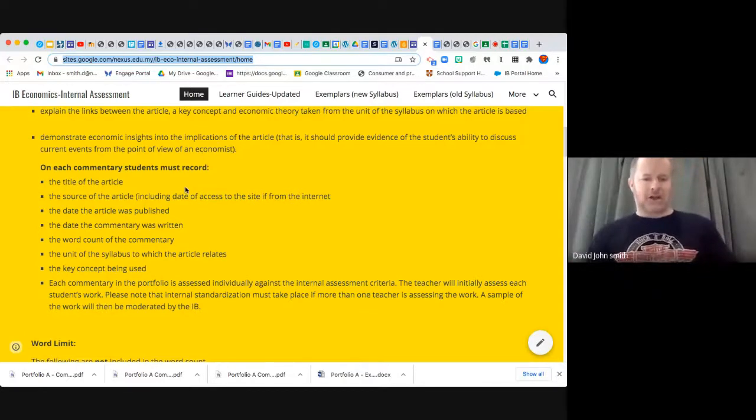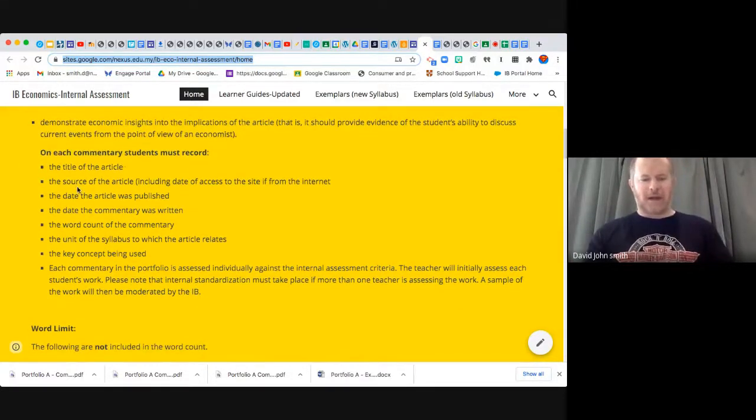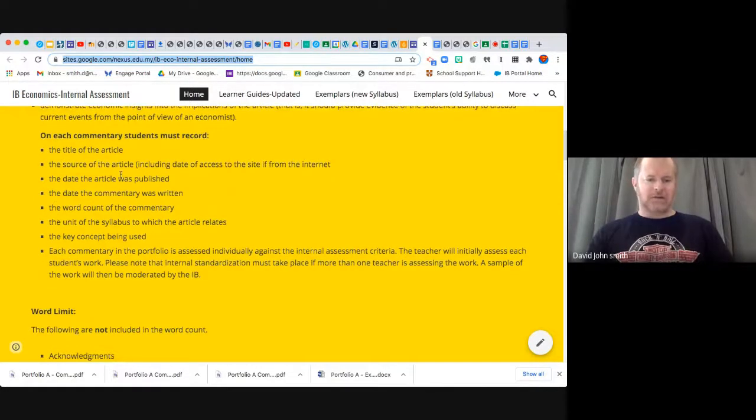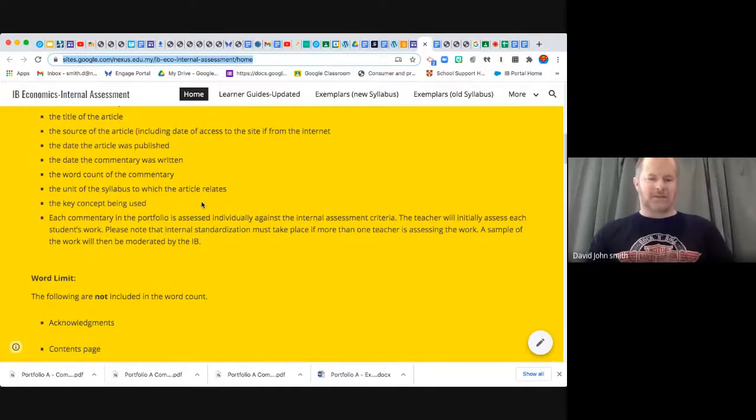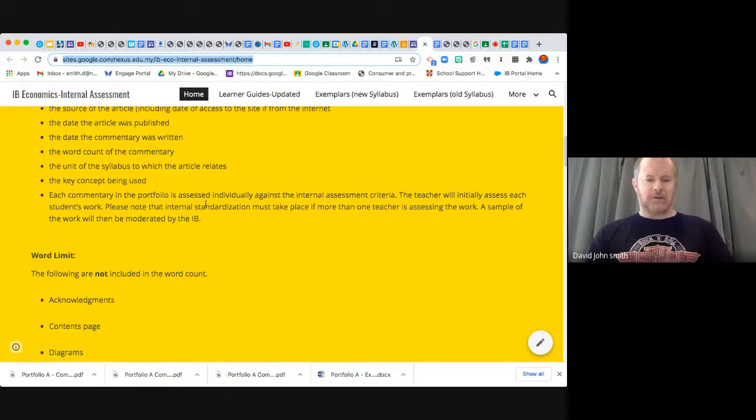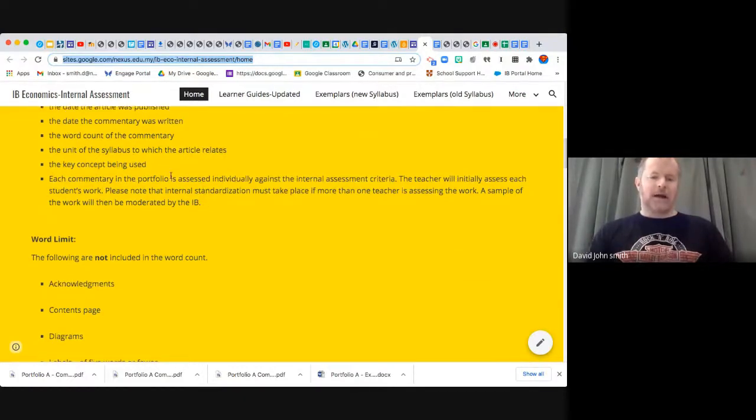Right? Now, for each commentary there's a bit of a set format to it. Okay, so the title of the article, the source of the article, the date the article was published, the date it was written, the word count, the unit of the syllabus to which it relates, the key concept being used. The idea here is that I mark each commentary individually, right? Then when you get all three, obviously they get marked, but there's an extra criteria that we're going to see that then gets added to the overall marks, okay?